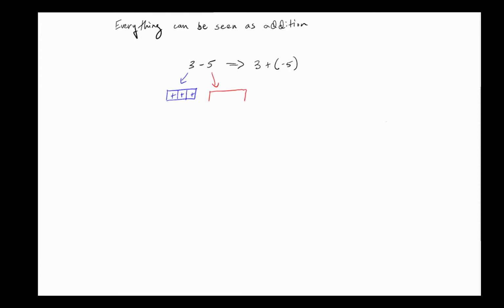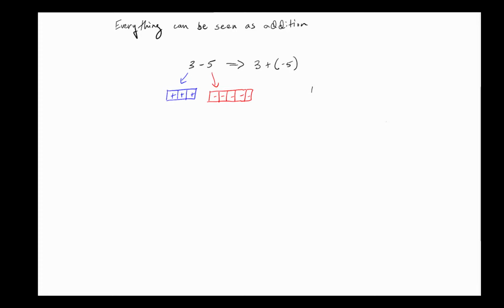All right, so we're going to talk about adding and subtracting, but the important thing to realize is that pretty much everything can be seen as addition. So what do I mean by that? Let's say we have 3 minus 5. Well, that can be seen as just being 3 plus negative 5. So instead of thinking of it as 3 minus 5, think of it as 3 positives and 5 negatives.